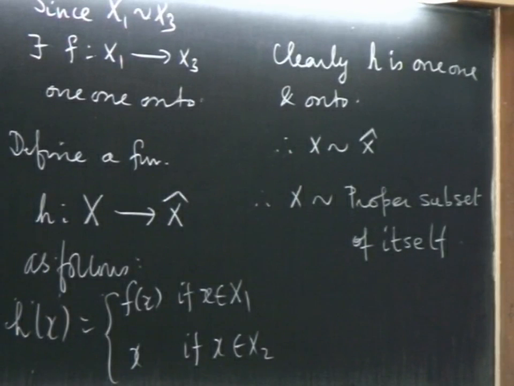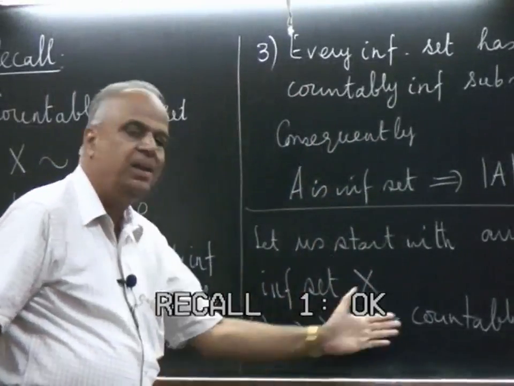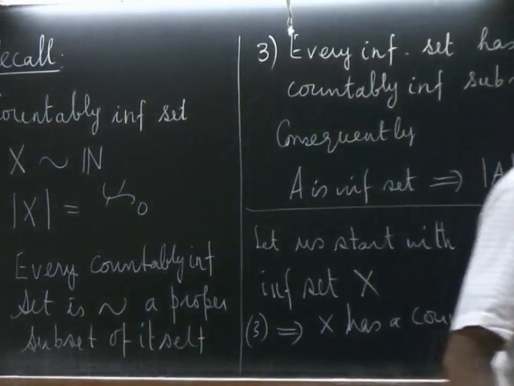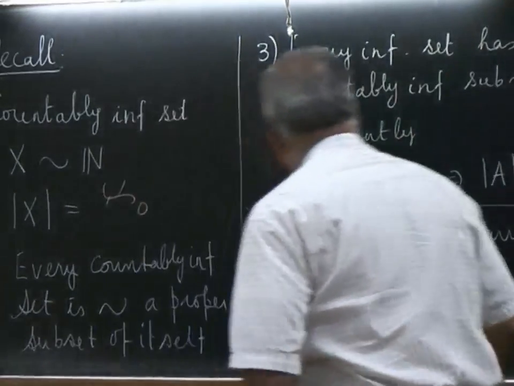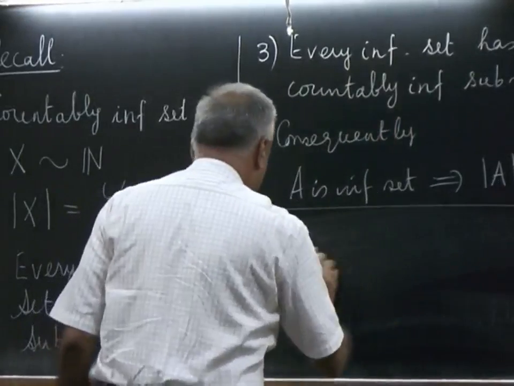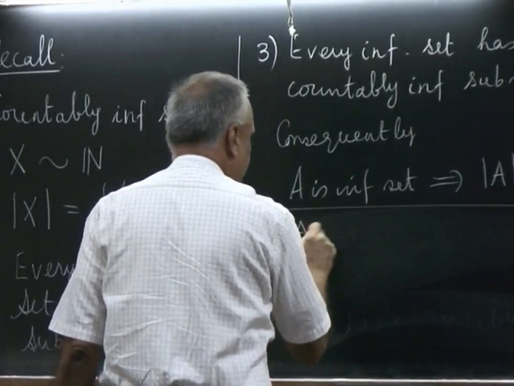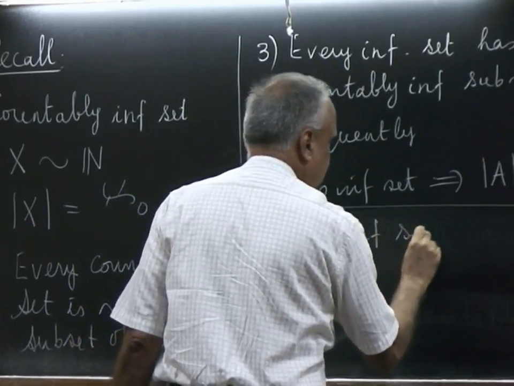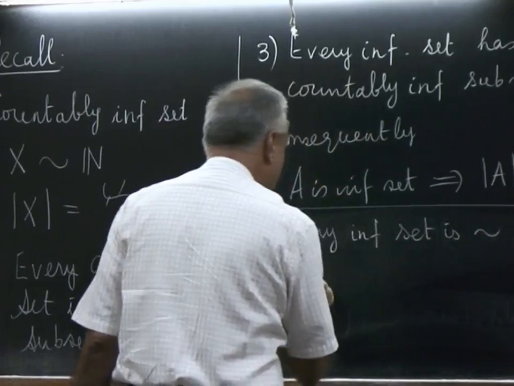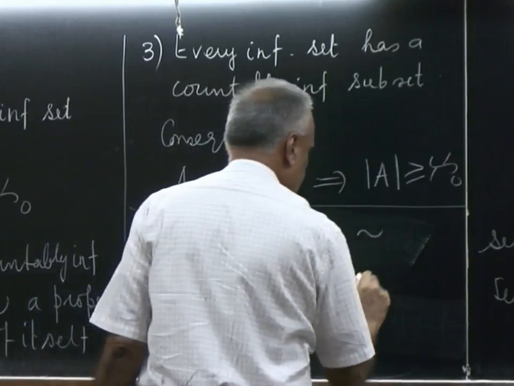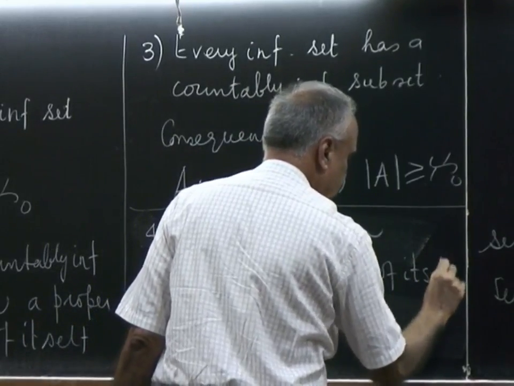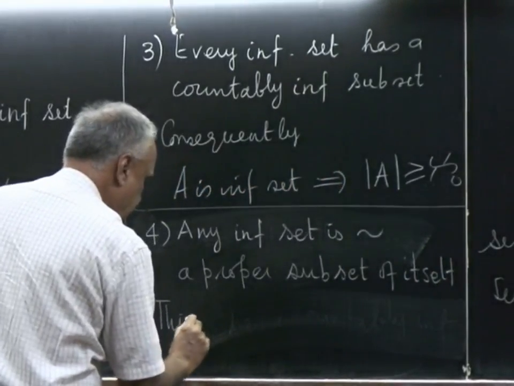We can therefore conclude that this is not only true for countably infinite sets; now I can say any infinite set is equivalent to a proper subset of itself, and that is a characterization of infinite sets. Okay. So I will write here, therefore today's first property is that any infinite set is equivalent to a proper subset of itself.